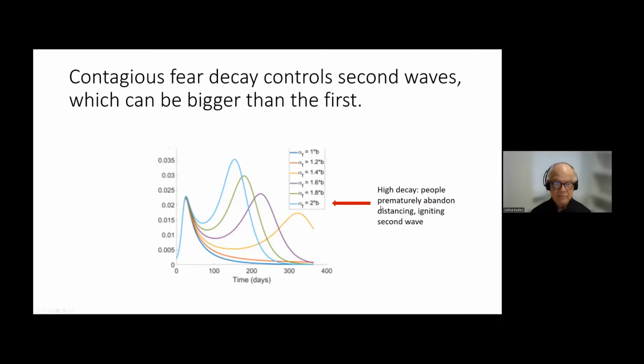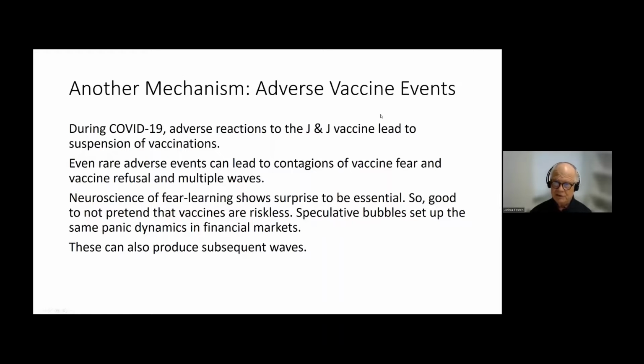All right. Another mechanism, of course, is adverse vaccine events. And during COVID, we had adverse reactions to one of the vaccines, and that led to the government suspending vaccinations completely. And even rare adverse events can lead to contagions of vaccine fear and refusal in multiple ways. And again, I'll come back to this, but the neuroscience of fear learning, to the extent I understand it, shows that surprise is quite important to fear. So it's quite good not to pretend that the vaccines are riskless, because if everybody believes they're riskless and there's even one adverse event, you get this giant panic.